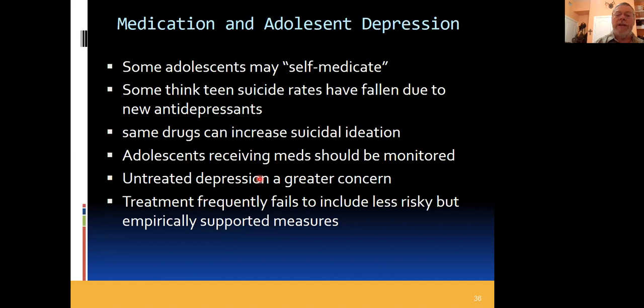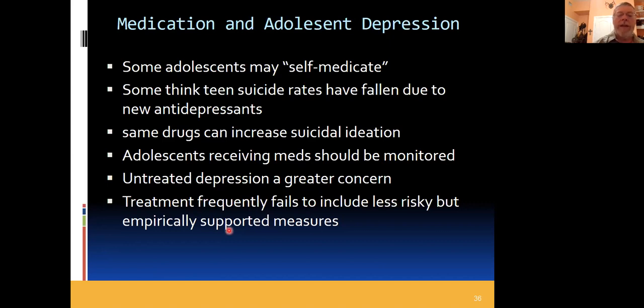Untreated depression is a greater concern. So yes, if you have an adolescent who is depressed or seems to be, we need to, again, get them in touch with a professional who can assess that and provide treatment. Okay.